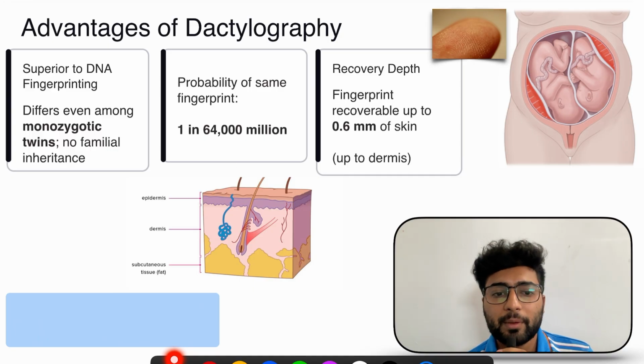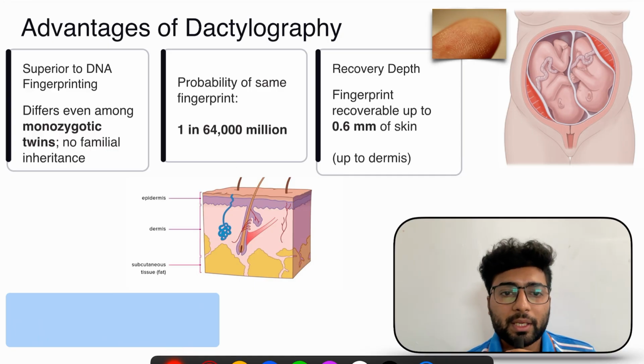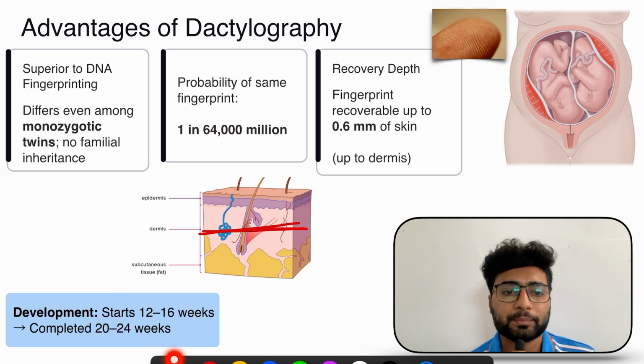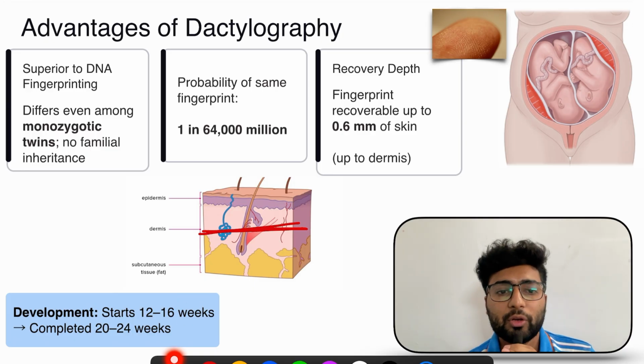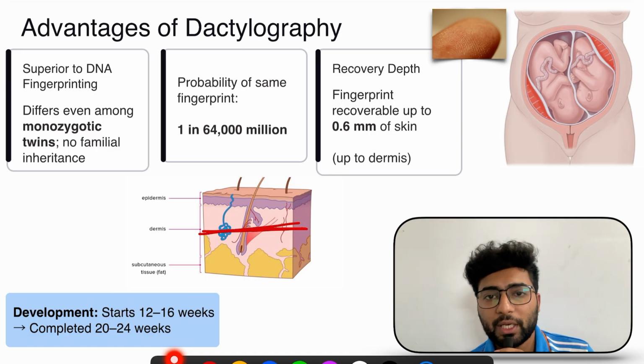Now recovery depth. A fingerprint can be recovered up to the dermis. So even if the surface is burnt, it can be recovered 0.6 mm deep into the skin, up to the dermis. Now, development of fingerprints starts at 12 to 16 weeks and is completed at 20 to 24 weeks.